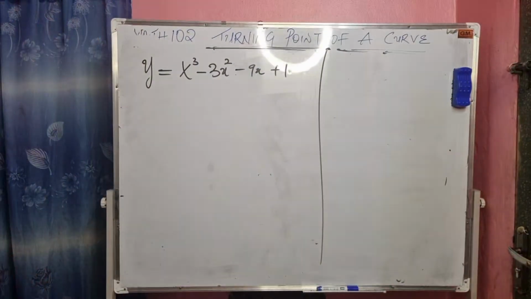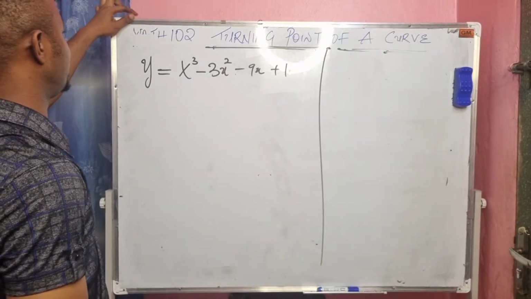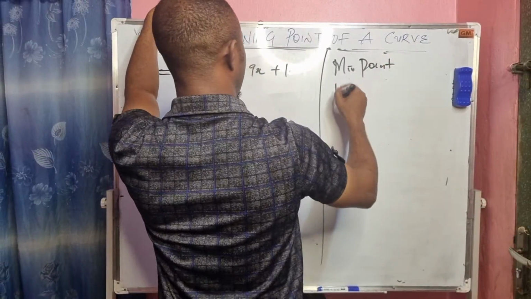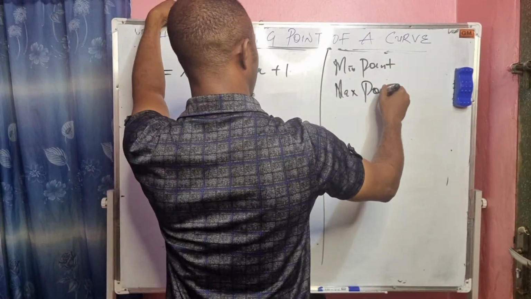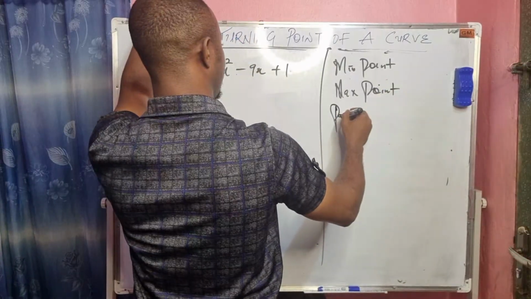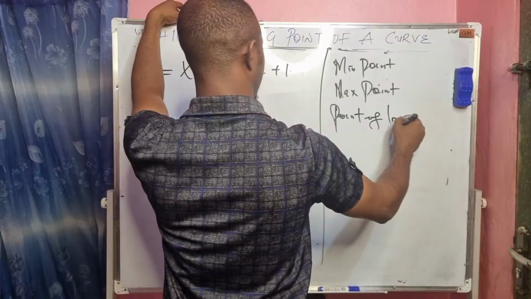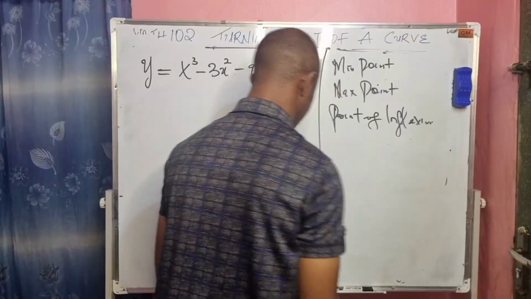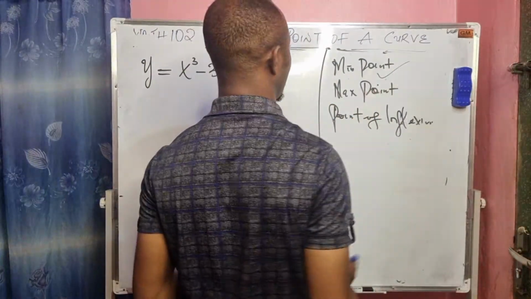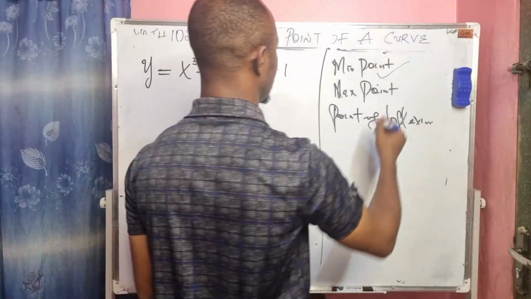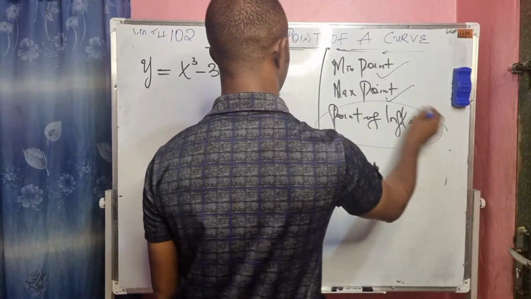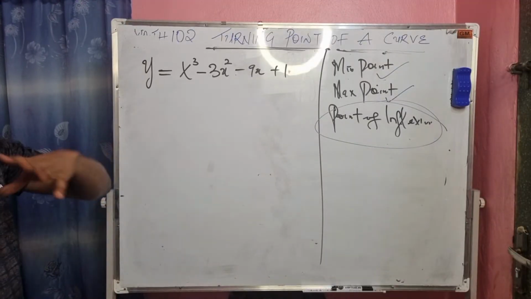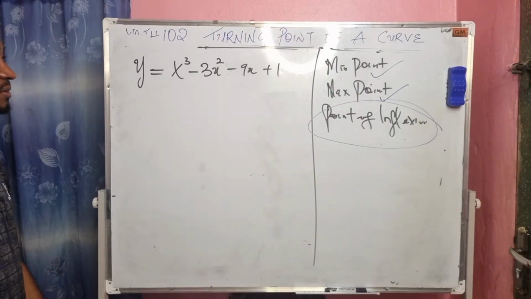Okay, by now we understand that to find all the stationary points means to find the minimum point, find the maximum point, and find the point of inflection. In our previous class we have done this. I'm not going to repeat it because we have already done it. So let me just solve for the point of inflection. On your own, you can find the minimum and maximum points while I find the point of inflection.